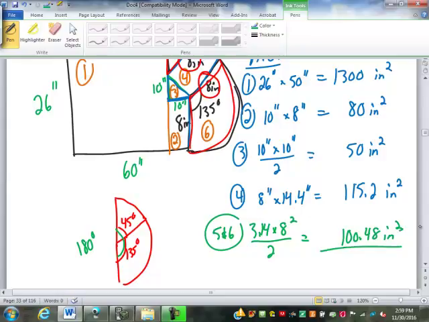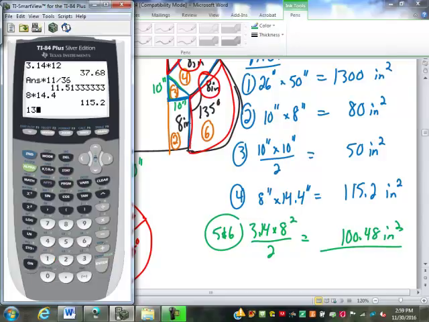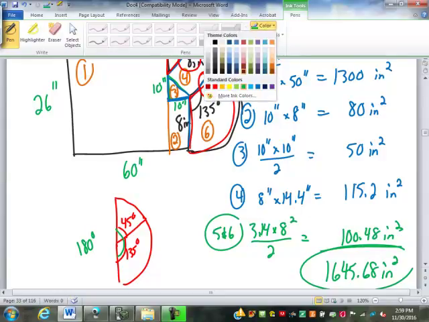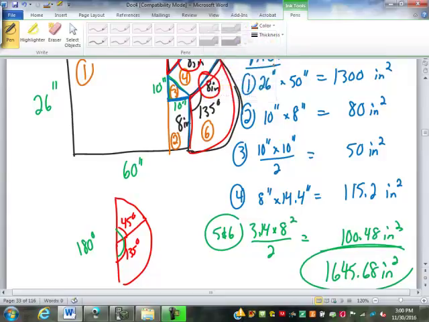Now we add that all up. It gives us 1645.68. Anybody come up with that? Cool. Good. I know I cut you a little short of time for the rest of you. I'm sure there's more of you would have got there with a little more time.